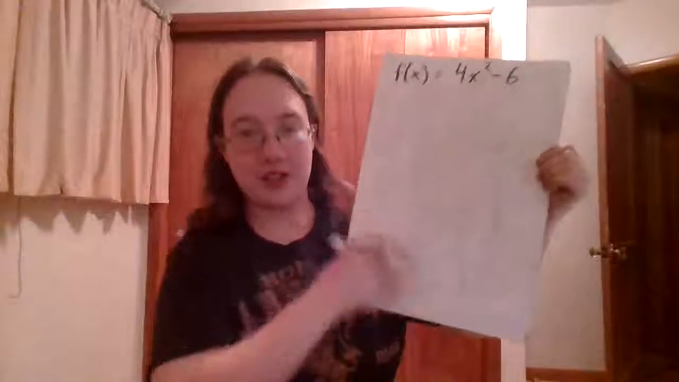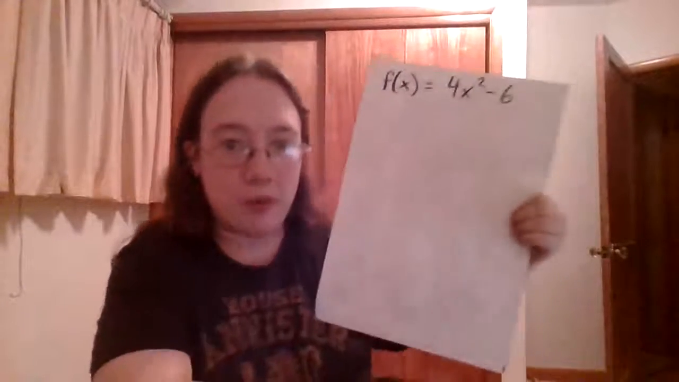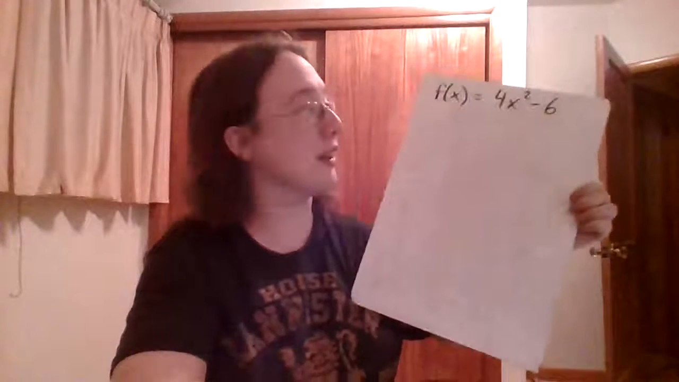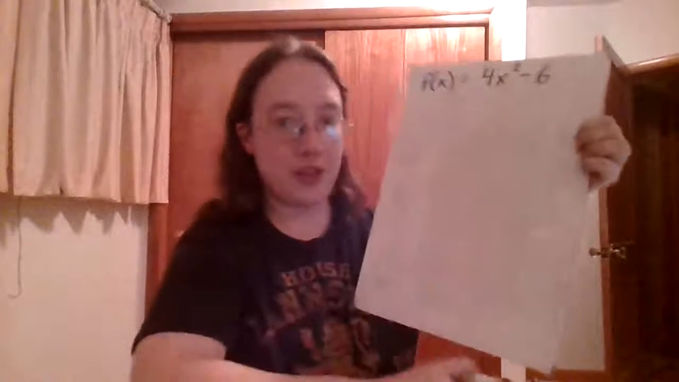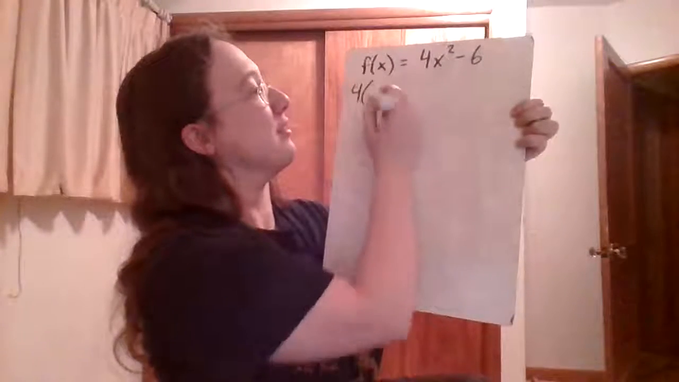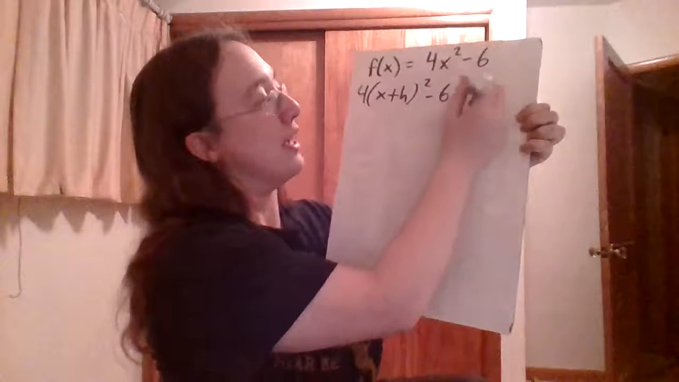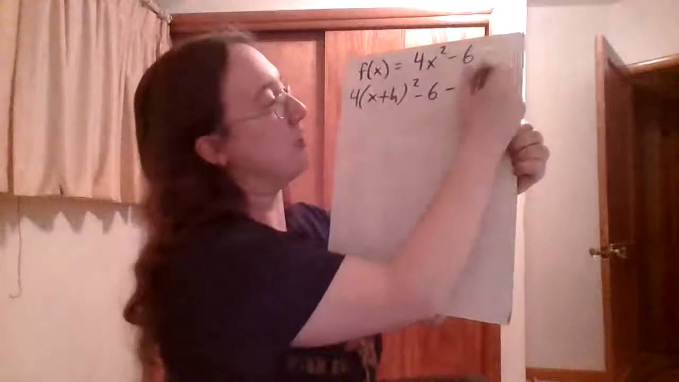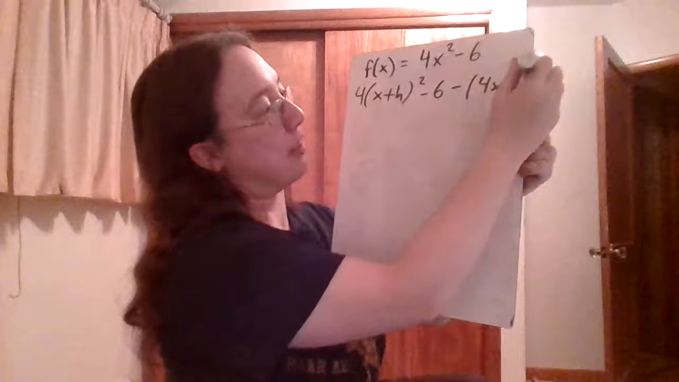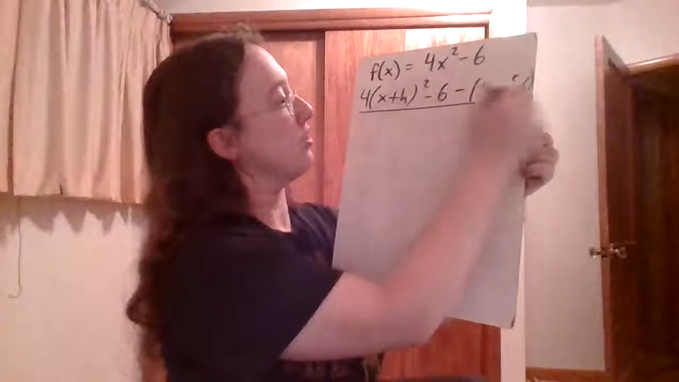So let's say we got this. This one's a parabola. So this time we're not going to end up with the same slope everywhere, so it's going to be a little bit more complicated. But we're still doing the same thing. So instead of x here, we're going to have a 4 times x plus h squared minus 6, and then minus this whole thing, 4x squared minus 6, over h.